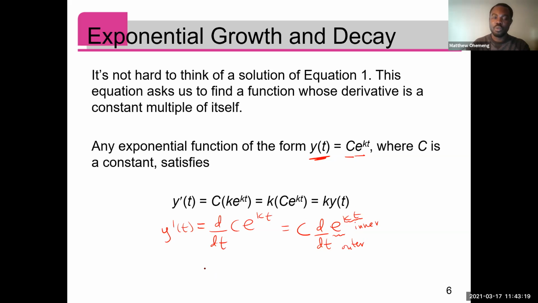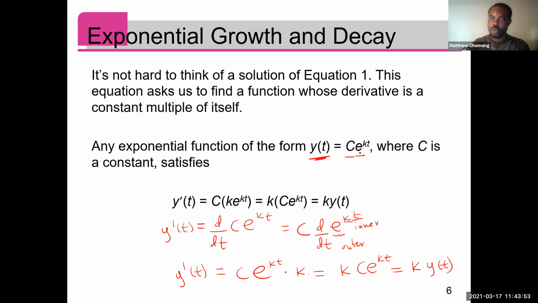By the chain rule, you differentiate the outer function; the derivative of e to the t is e to the t, but we have to plug in the inner function. So you get c e to the kt times the derivative of the inner function. What's the derivative of kt with respect to t? It's just k. So we get k c e to the kt. But c e to the kt is still y of t. That's why we get k y of t. So this establishes that this is a solution to the differential equation.